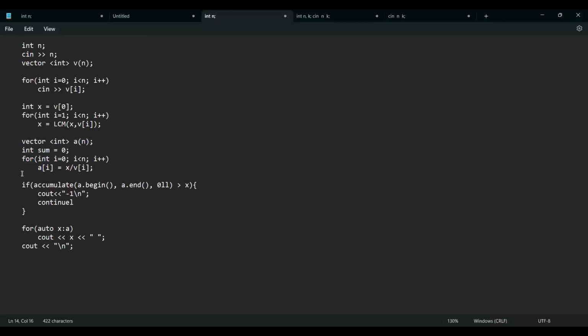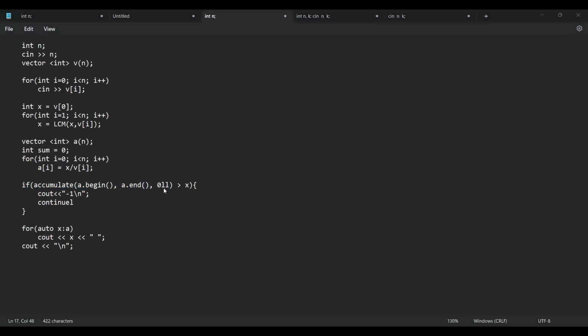It's 0. Ai is X divided by Vi. X is your LCM divided by Vi. Basically, Ai times Vi: Ai is the number of coins you're betting on the ith outcome, and Vi is the multiplier. So Ai times Vi is always equal to the LCM. Just find that if the sum of all the coins that you are betting is more than the number of coins that you're getting, then simply the answer is -1. Otherwise, you can print the number of coins.